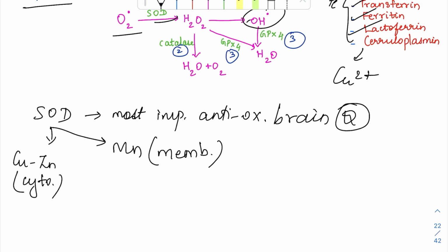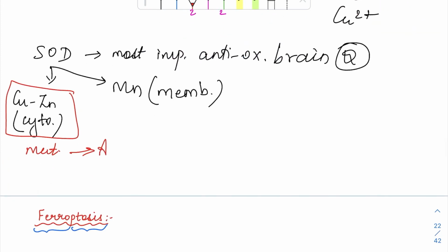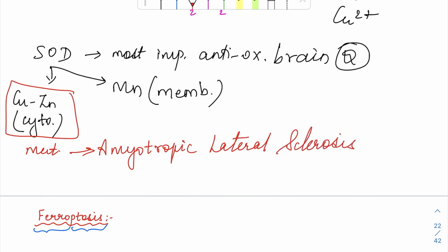So if there is a mutation of this copper zinc form of the superoxide dismutase, it is going to lead to a condition in the brain called amyotrophic lateral sclerosis. Amyotrophic lateral sclerosis is caused due to the superoxide dismutase mutation in the copper zinc form, since this SOD was the most important antioxidant in the brain.